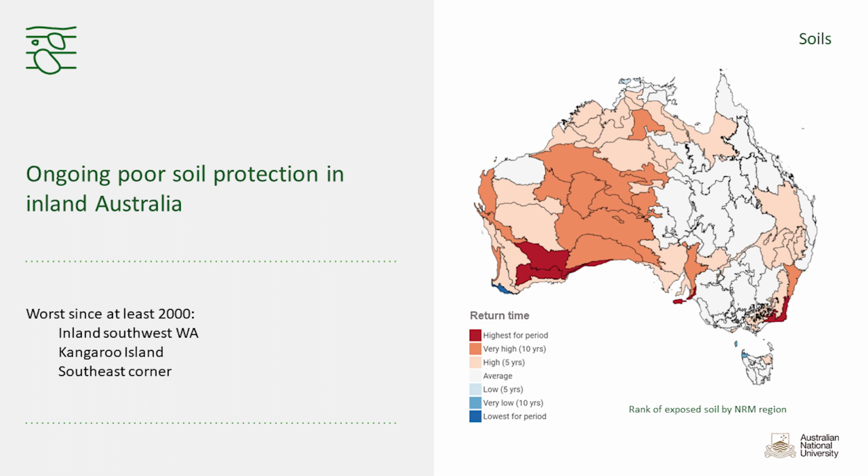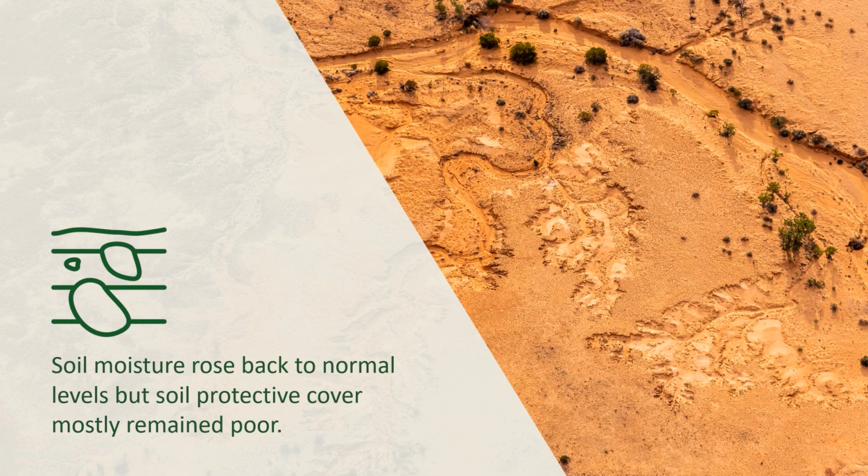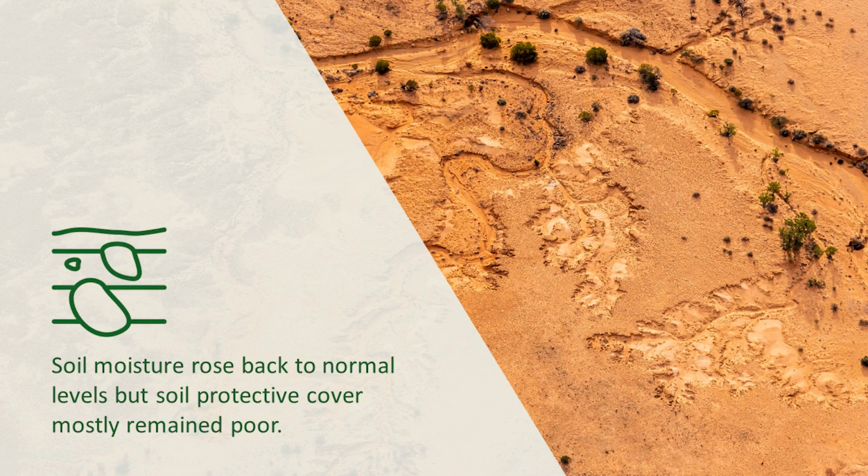There was ongoing poor soil condition in inland Australia. It was the worst since at least 2000 in inland southwest WA, in Kangaroo Island, and in the southeast corner, here in dark red. In summary, soil moisture generally recovered to more normal levels, but soil protection remained poor.